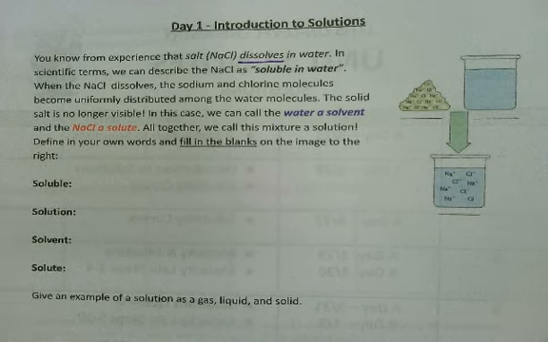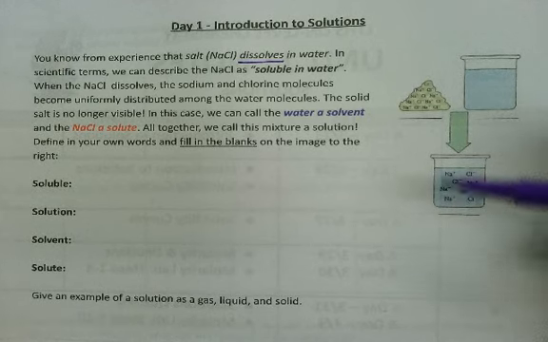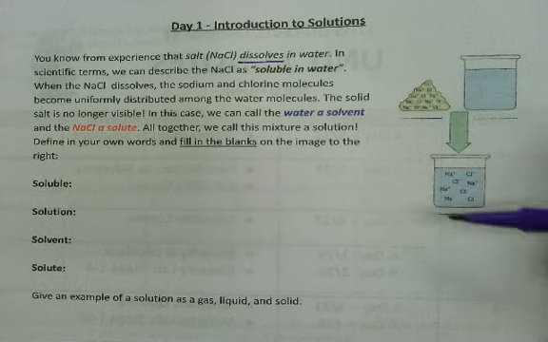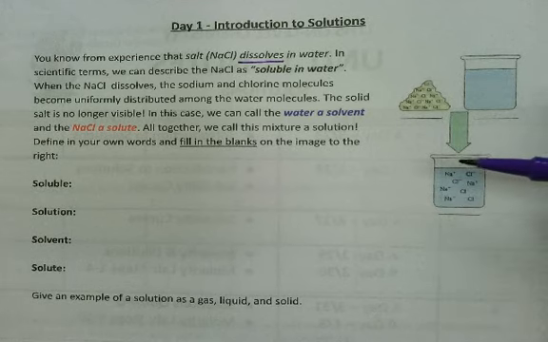So in scientific terms, we can describe salt, or sodium chloride, as soluble in water. When the salt dissolves, the sodium and the chlorine molecules are going to become uniformly or evenly distributed among the water molecules that we have placed that salt into. So the solid salt is no longer going to be visible when we do this.